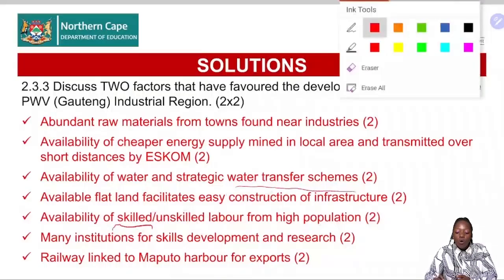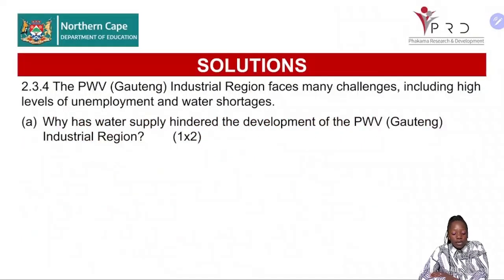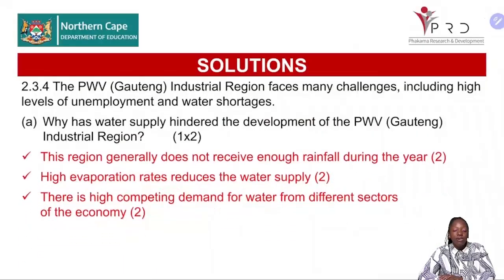Remember, we rely more on the international trade as compared to the local trade. Then we're looking at our question 2.3.4, which is A, why has water supply hindered the development of PWV industrial region? So even though we said in PWV there are water schemes, sometimes those water schemes are not enough or they fail. So the water becomes a hindering factor in this region because it does not receive enough rainfall throughout the year. So if it does not receive enough rainfall throughout the year, even if there is that project or that scheme to transfer water, it is not enough.